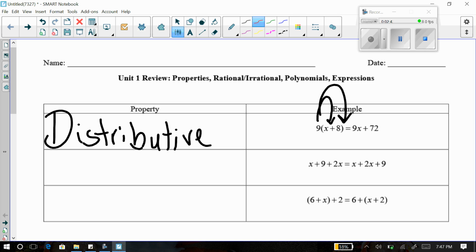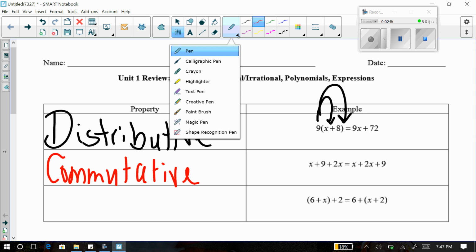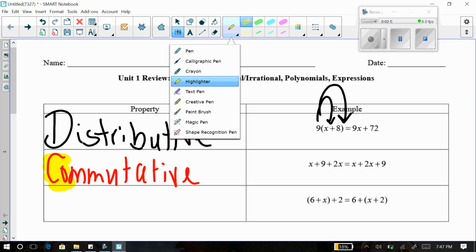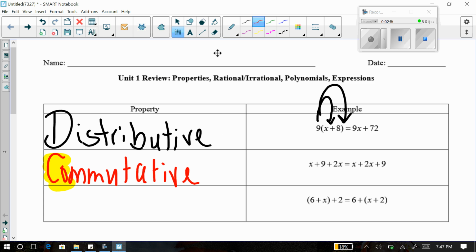Our next property is our commutative property. If you remember, the little trick I taught you for commutative is that it starts with CO. So things change order with the commutative property. If you notice here, we have x, 9, 2x, and our other side is x, 2x, 9. So the 9 and the 2x changed order. They flipped around.